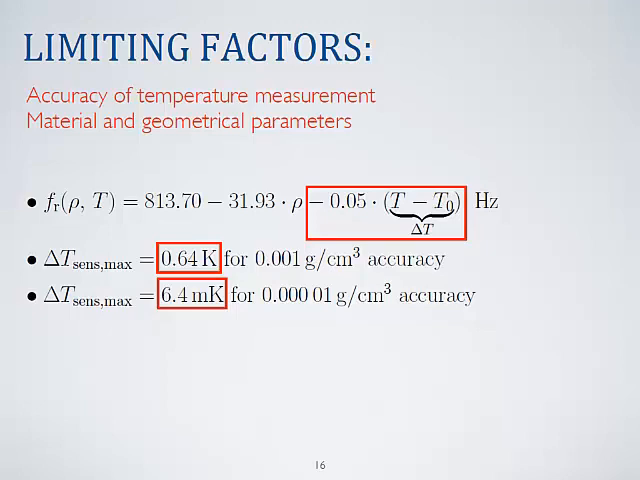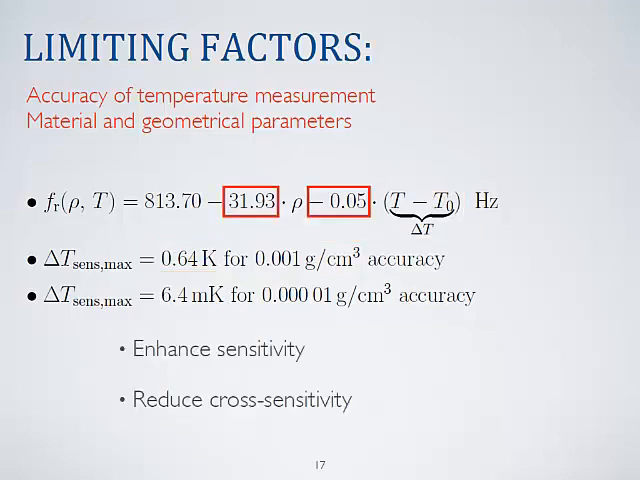However, if we want to achieve the aforementioned 10 microgram per cubic centimeter, the accuracy of the temperature measurement should be 6.4 millikelvin, which I hope you agree with me would not be possible. So in this case, you have to think about how you can, on the one side, increase your sensitivity to the quantity you want to measure, in our case, the mass density, and reduce your cross sensitivity to temperature, for example, with different materials.